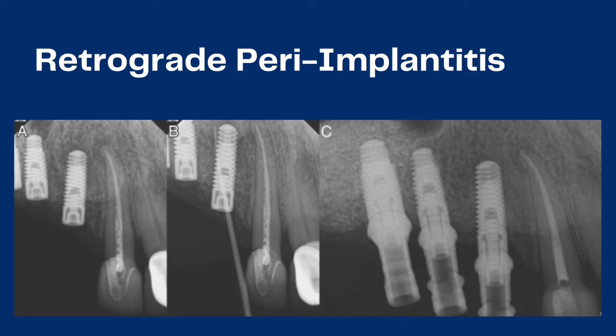If you see the coronal aspect of the implant, it is pretty much healthy, whereas the bone loss is happening in the periapical region. So such cases are termed as retrograde peri-implantitis.